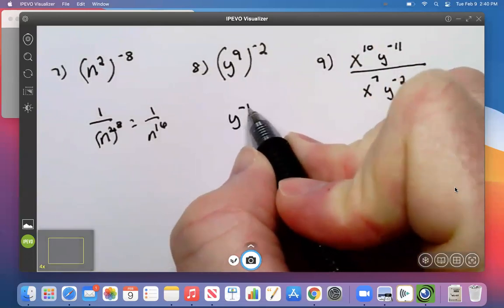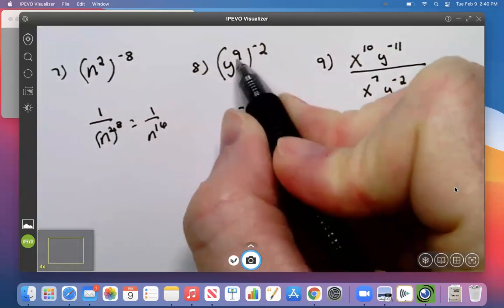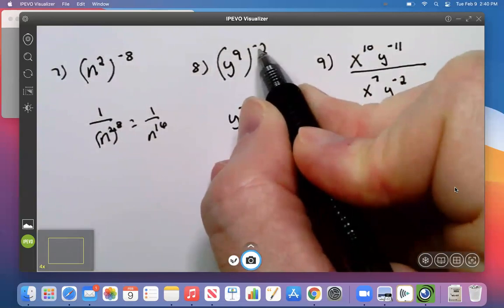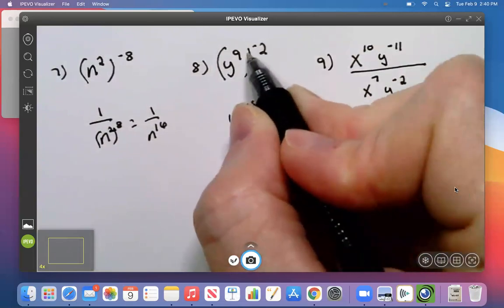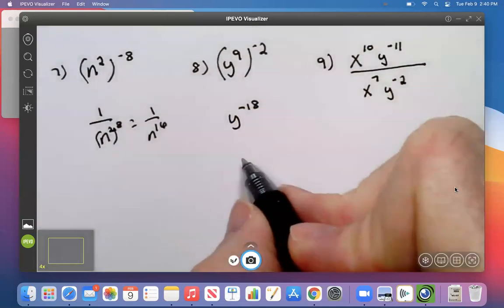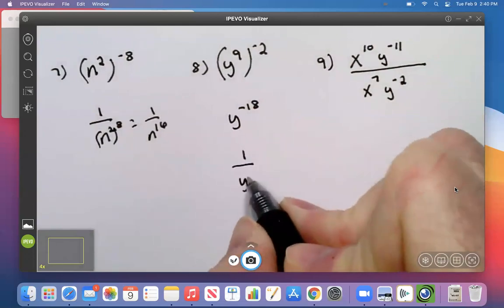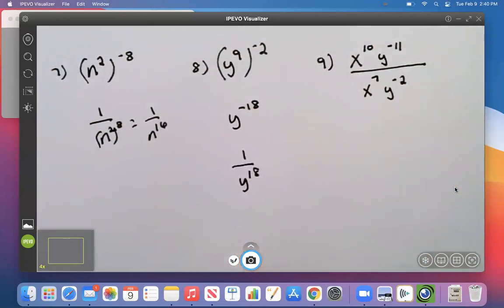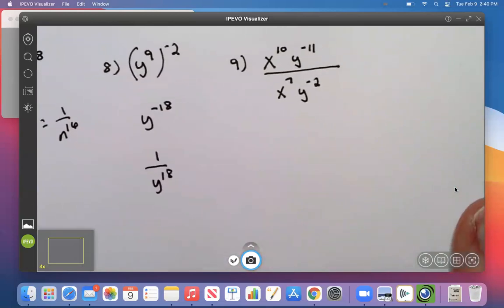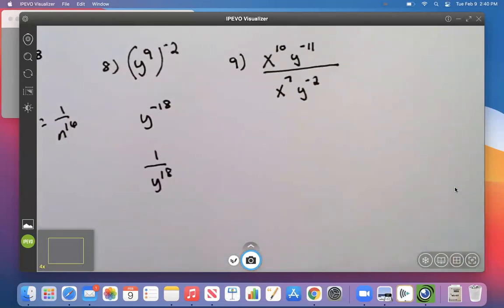So I'm going to do it the other way this time. Instead of moving all that to the bottom and changing that negative 2 to positive 2, I go ahead and multiply, get my negative, then I write the reciprocal or move it to the bottom to get rid of the negative. Try number 9.